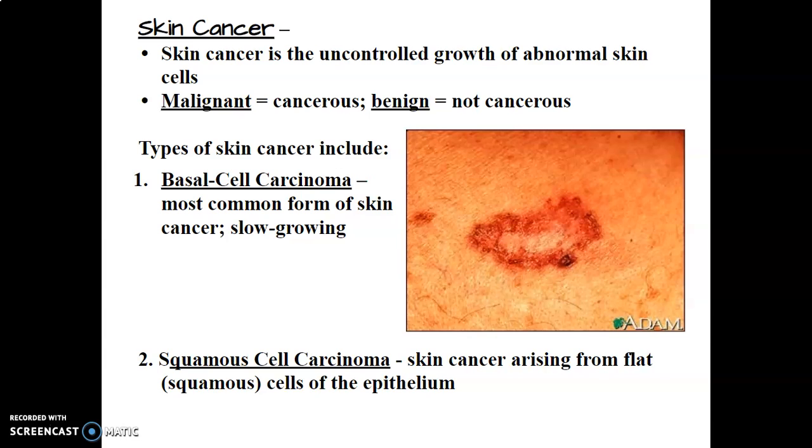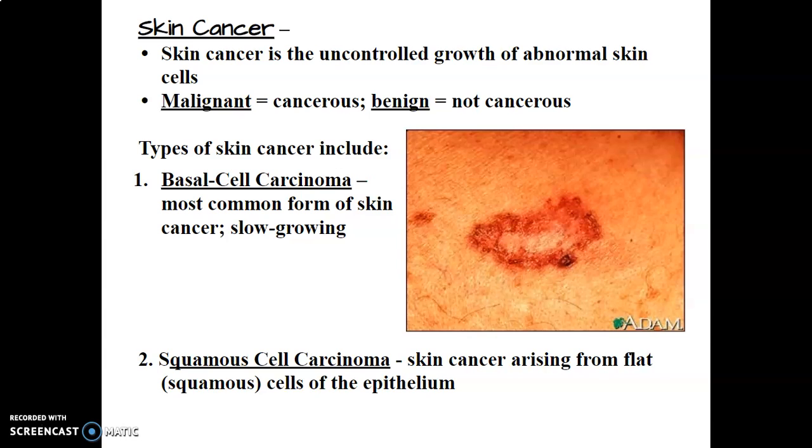Let's go ahead and look at these 3 different types of cancers just in case we didn't get to them in class. If not, this just reviews it. Skin cancer is uncontrollable growth of normal skin cells. Anytime you hear about cancer, it's simply growth of a cell that can't be controlled.